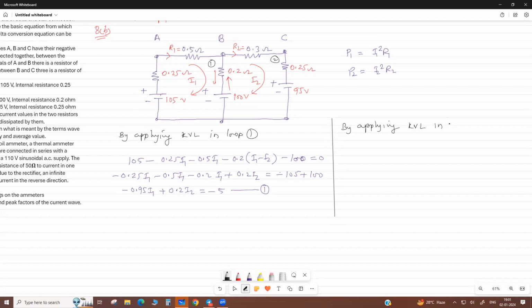KVL in loop 2. Now, in the same way, we write the equation for loop 2. Here you can start from any point. Negative again 100 plus. Then here there are two currents again, but now we are in the I2 direction, so you write I2 minus I1. Then in these two resistances there is only a single current, I2 only.